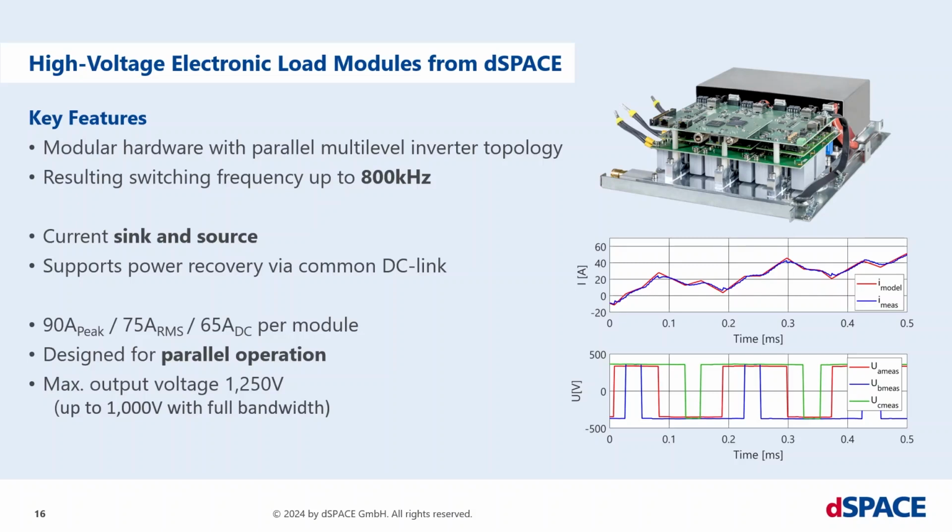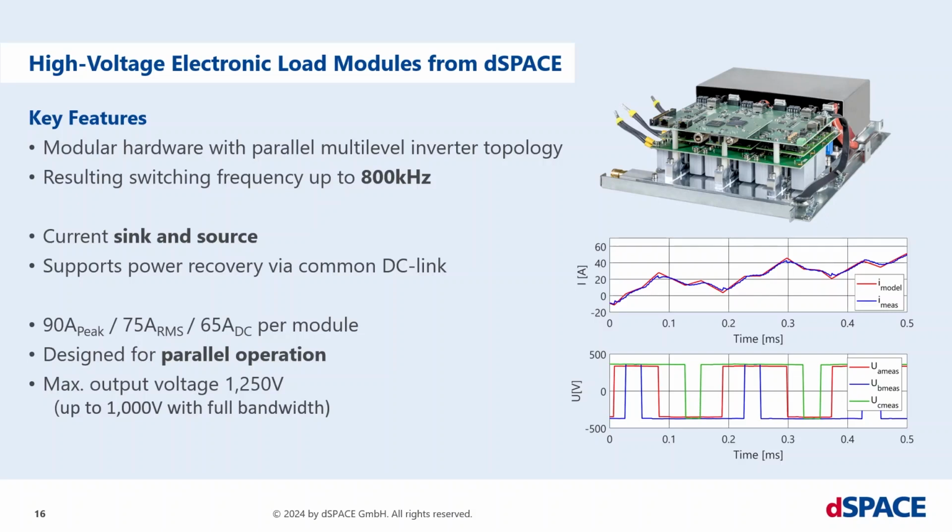You can use these load modules as sink and as source, and as we saw in the slide before, all these load modules support the power recovery via common DC link. The numbers for the load modules: the maximum output voltage is 1250 volts. That is the limiting factor of the overall system. When it comes to the currents, each load module can cover up to 75 amps RMS for AC functions and 65 amps DC for DC functions per module.